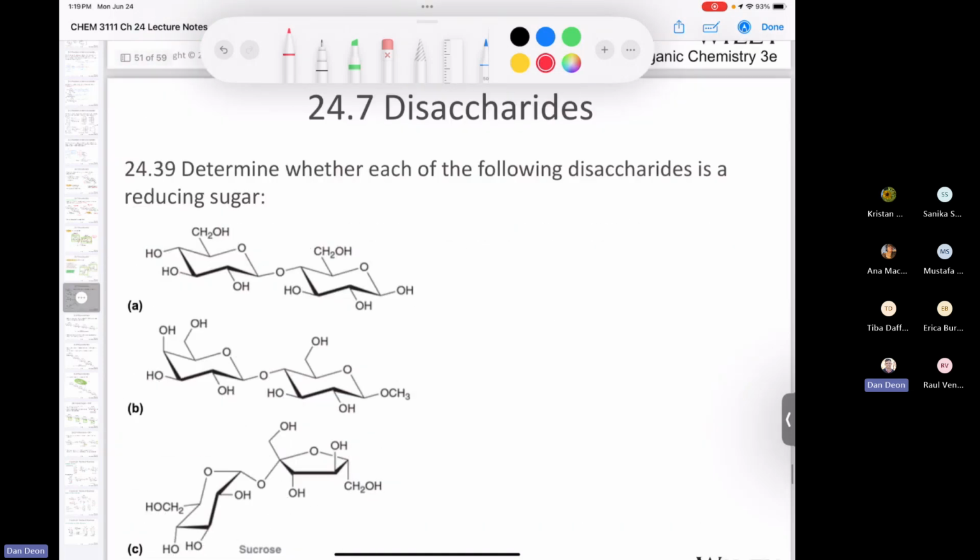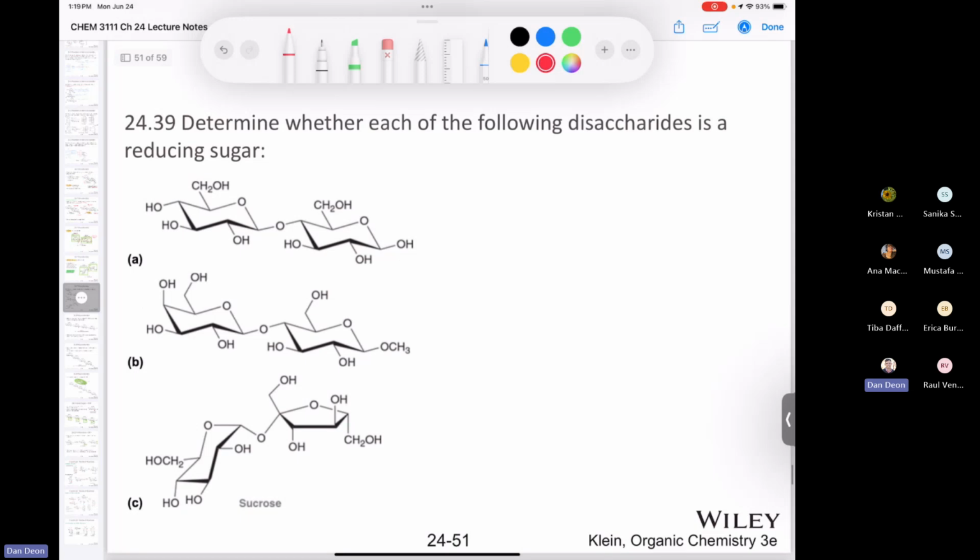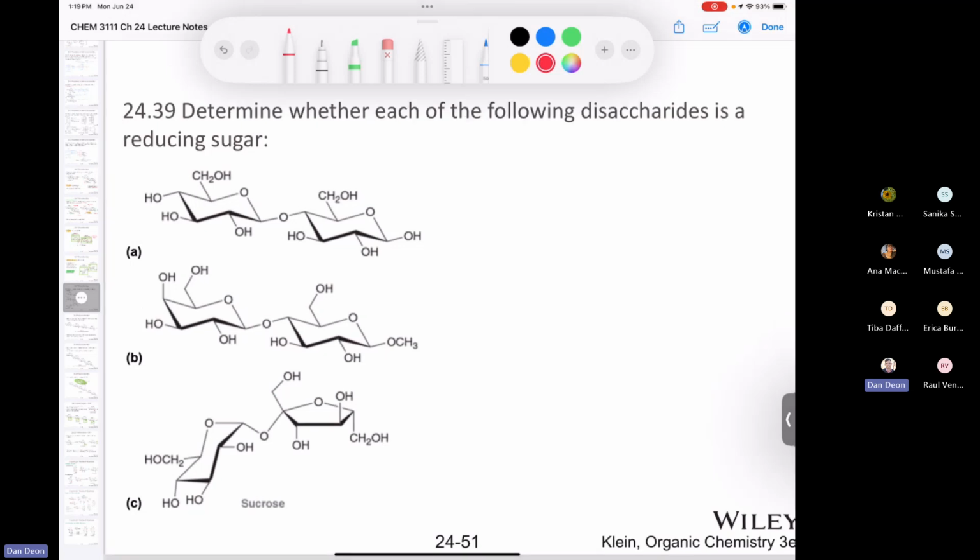All right. So let's see if we can determine whether each of the following disaccharides is a reducing sugar. It's not a loaded question or anything. It's just asking you, is there a hemiacetal in here or not? Because if it's a reducing sugar, it will possess a hemiacetal. All right. So let's take a look at A. So that's the first one here. Would A be a reducing sugar?